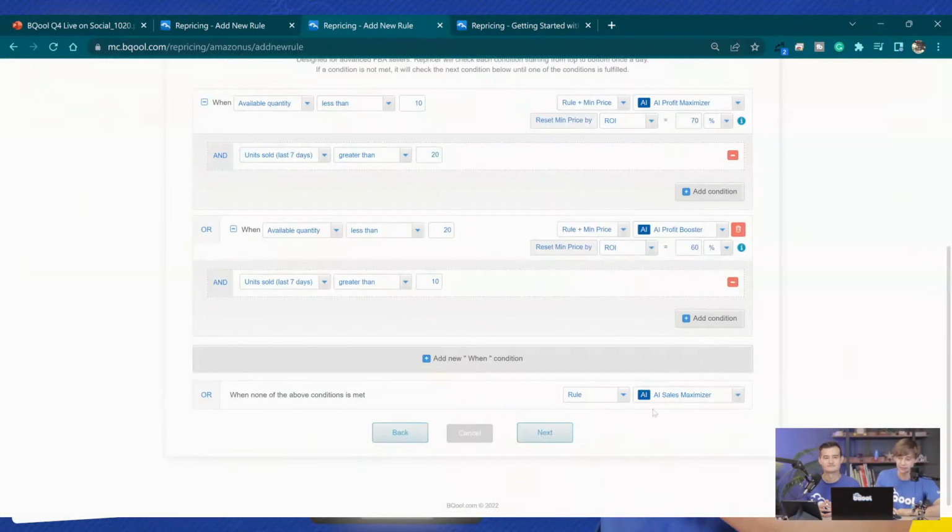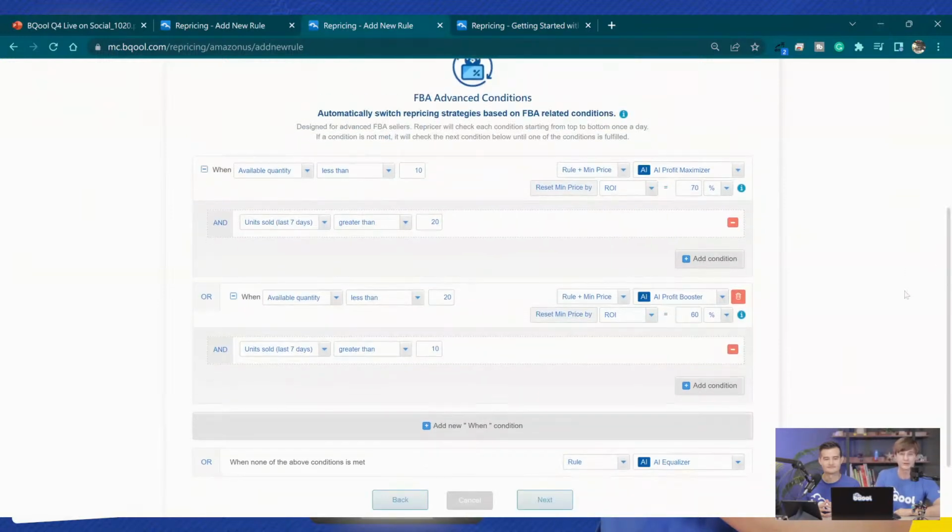And if none of those conditions are met, we're just going to use our AI equalizer. So make sure you take a screenshot of this strategy, and these strategies will help you make the most profit out of the item. In this scenario, the item is really in high demand, a lot of people are interested in buying it, so you want to make sure that you make as much profit as you can while selling this item. You don't always have to reprice to the lowest price, guys. That's a myth, right? Especially in Q4. So we're actually helping you reprice up.